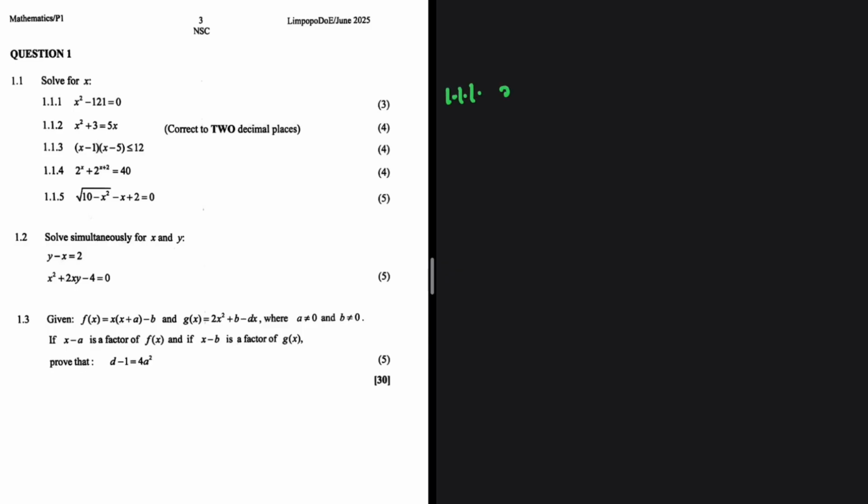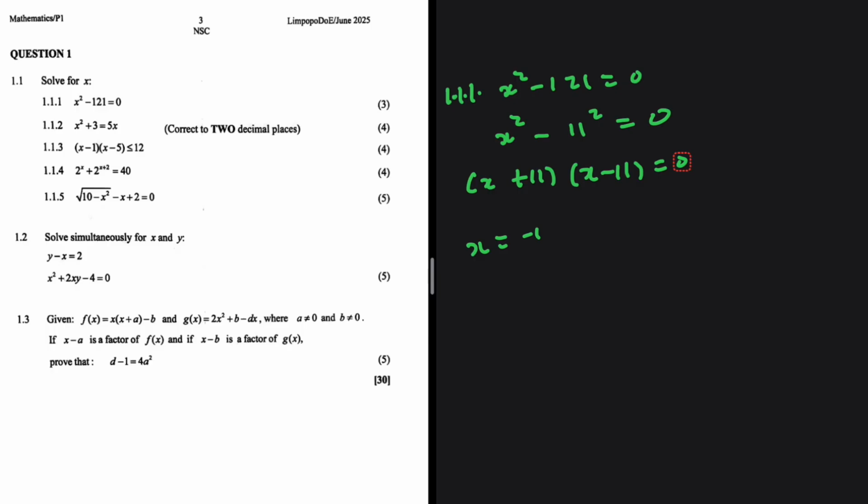1.1.1, we have x squared minus 121 equals 0. What you need to realize is that we can write x squared minus 121 as x squared minus 11 squared equals 0, because 11 squared is just 121. At this point, you should realize that we have a difference of two squares. So we can further simplify this and have (x plus 11) multiplied by (x minus 11) equals 0. So x equals minus 11 or x equals 11.